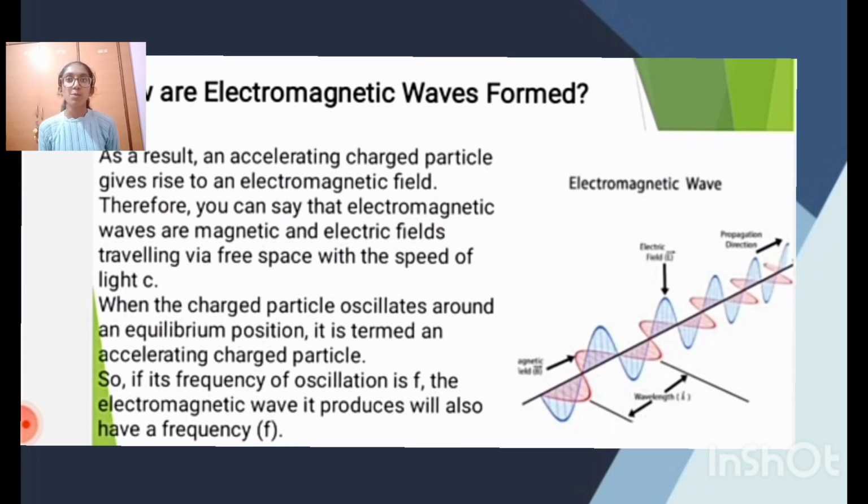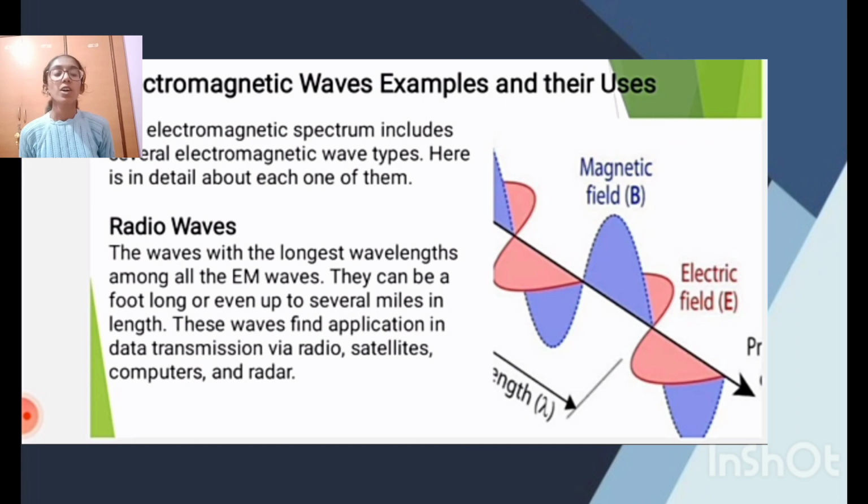And when a charged particle oscillates around the equilibrium position, it is termed an accelerating charged particle, and so if the frequency of oscillation is f, then the electromagnetic wave it produces will also have a frequency f. Now, let me say about electromagnetic wave examples and their uses.